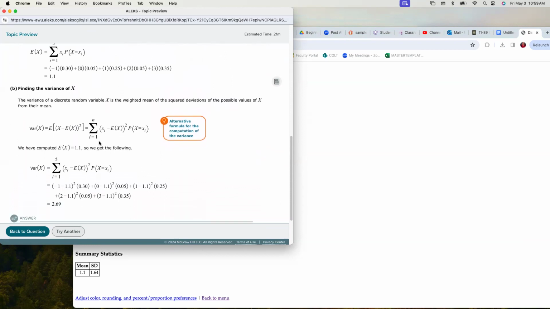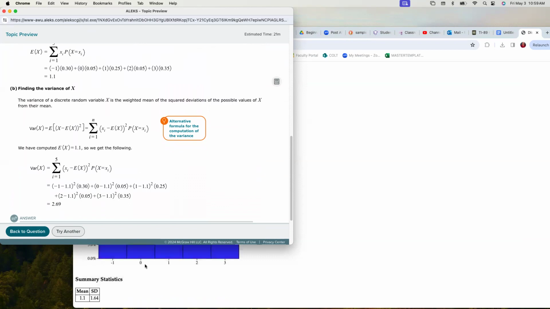Okay, so you can see that's how that's done. They had 2.69. There must have been some sort of rounding that went on there. I didn't type all that out on the calculator, but anyway, there you have it.